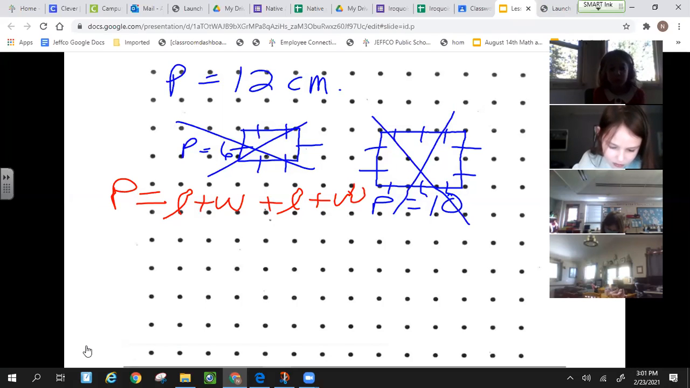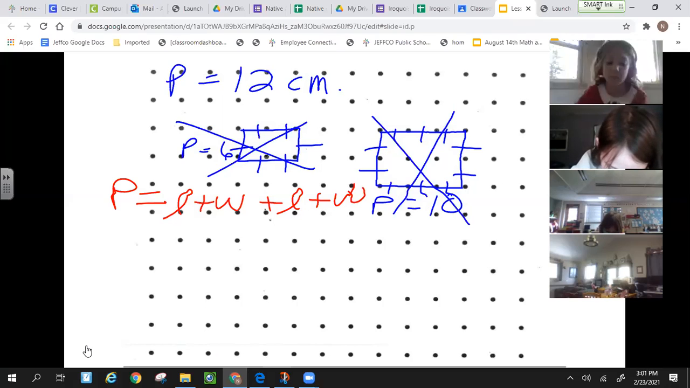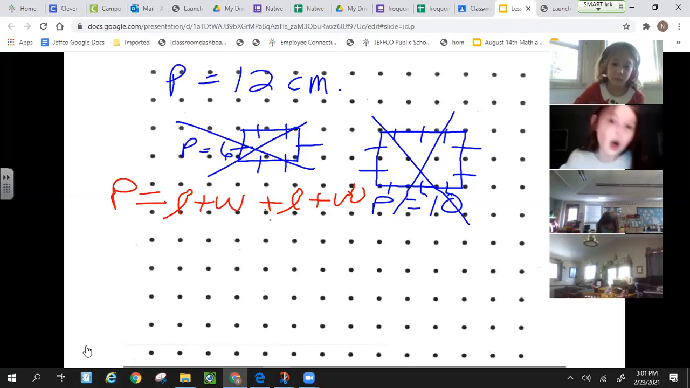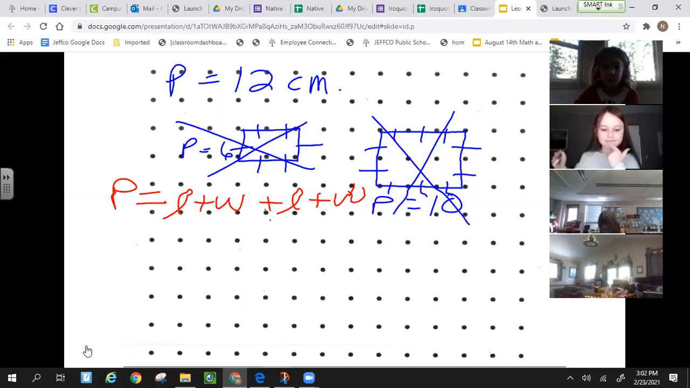Awesome. Anybody at home find one yet? Gavin's here. Gavin, yay. Gavin, have you found a rectangle that equals 12 centimeters for its perimeter? Can you unmute? I'm guessing you're not there yet. Astria, you're bursting. Do you want to share?